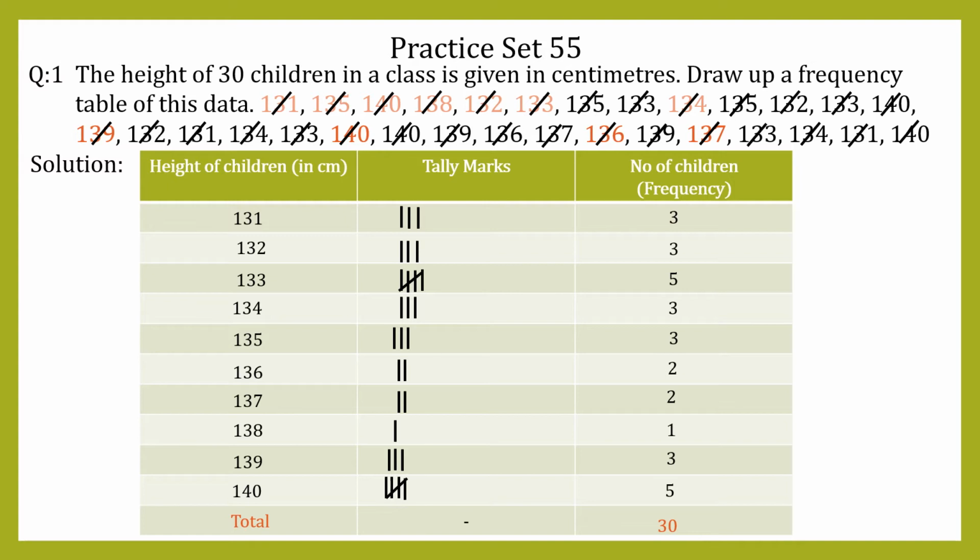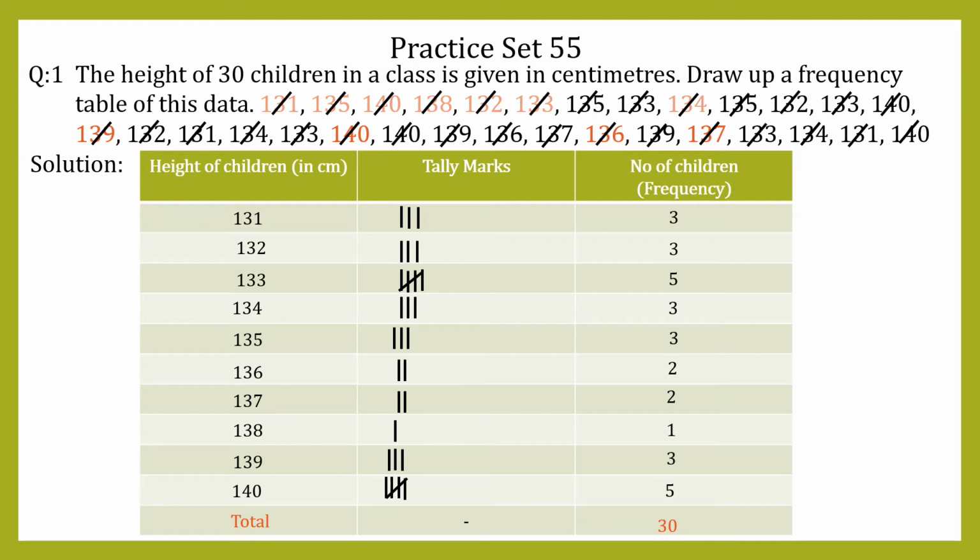Next, for 140, we can see one group of tally marks. So this one group is nothing but 5. So there are 5 children in the class whose height is 140 centimeter. Now, dear children, we need to add all these frequencies and we will write at the bottom, and the total is 30.